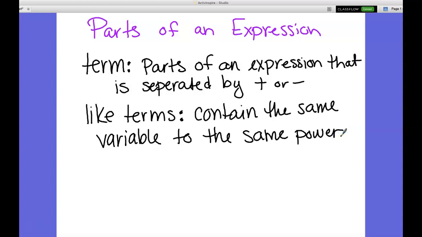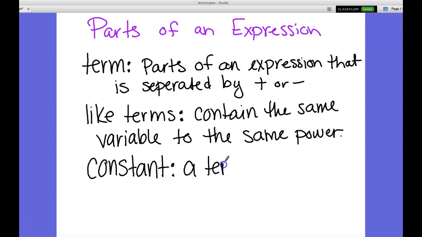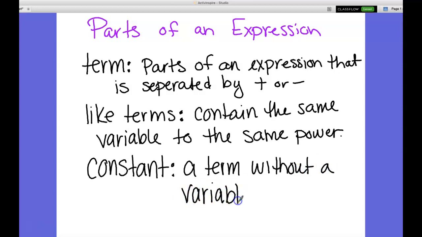Okay, and then our last one is called a constant. And a constant is a term without a variable. Okay, if you need to pause to finish writing down those vocabulary words, please do so. Otherwise, we're going to go on to what this looks like.